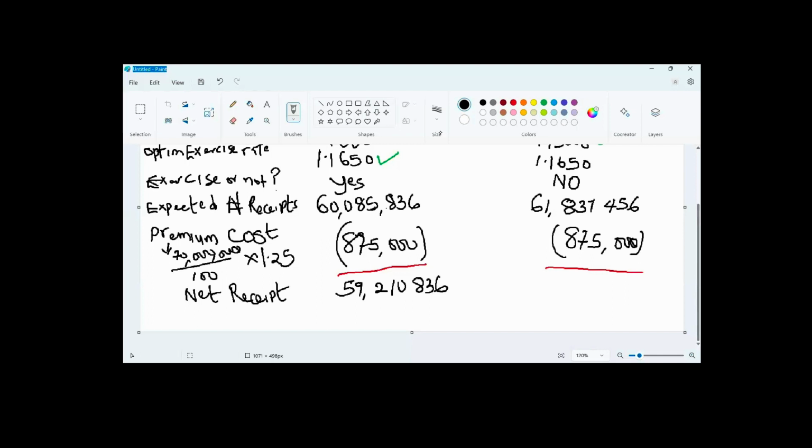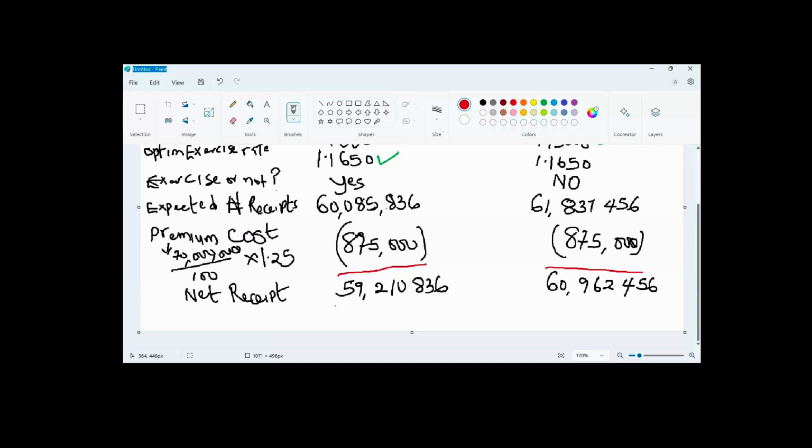61 3837 456 minus this will give me 60 million 962 456.